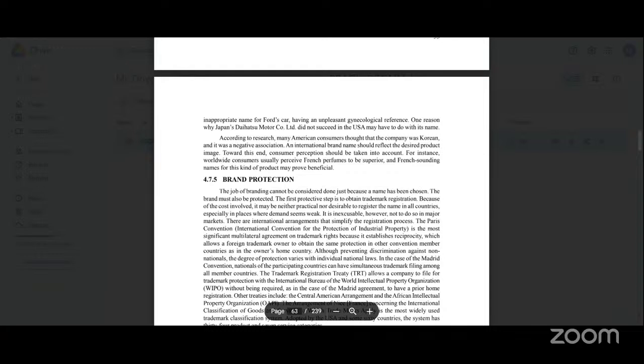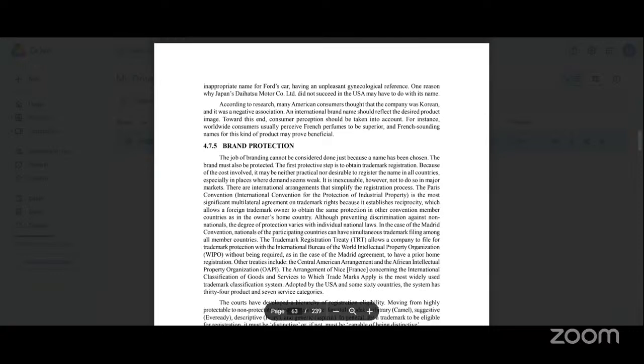So, if we were to look at Japan's Daihatsu Motor Company Limited, they did not succeed as well in the US market. And fundamentally, this was because of its name, hard to pronounce for someone who's not Japanese by origin. According to research, many American consumers thought the company was Korean and that it had a negative connotation, so they decided not to go with that particular product.